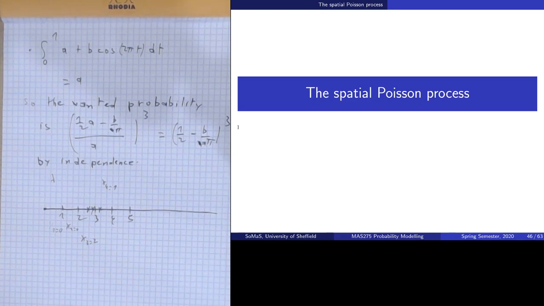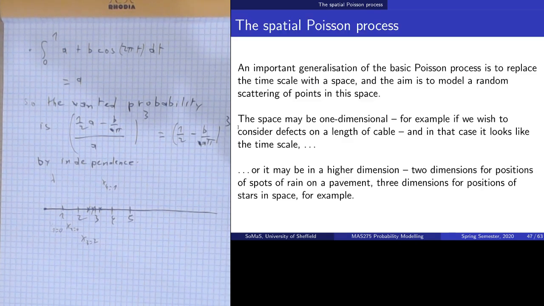Next, so here's a new section. We're done with the usual Poisson process and its variable rate version. Now we want to consider something which we call here the spatial Poisson process. So what's going on here? Well, we want to replace our time scale by something a bit more general, like space. And so instead of saying that events happen at certain times, we will say that events happen at certain places.